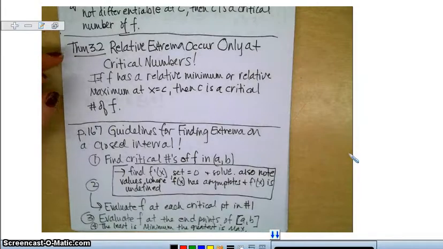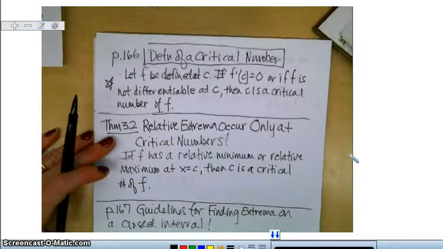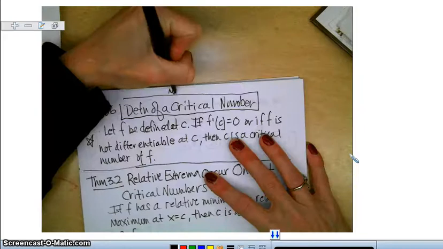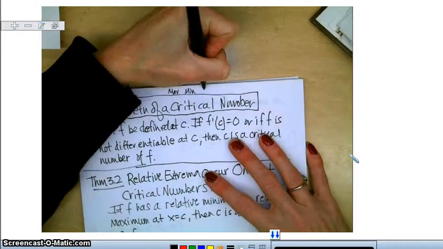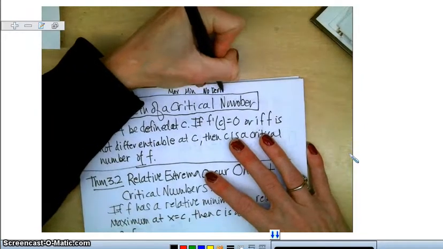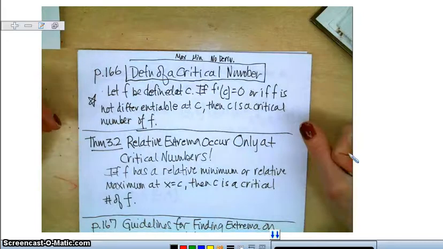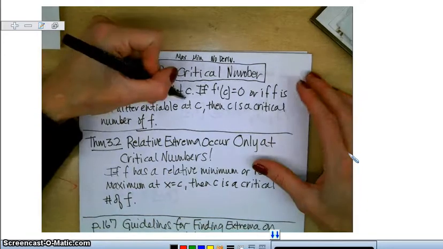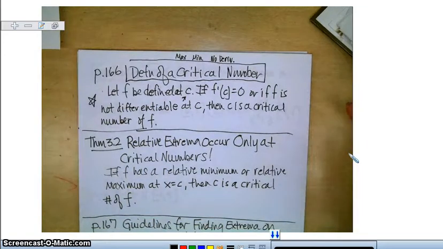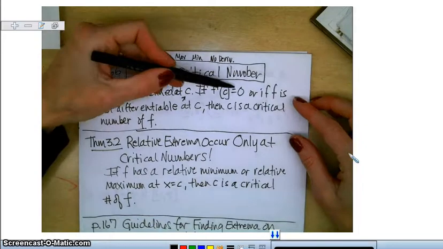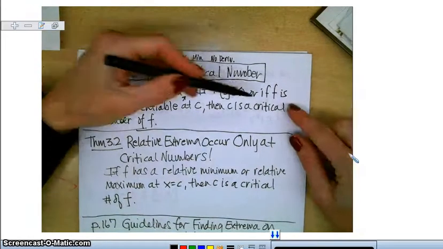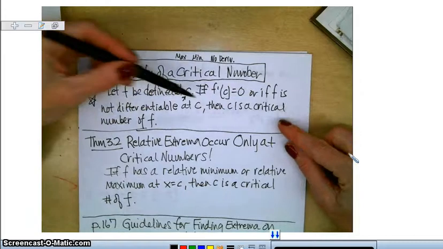All right, so now we've got definitions here, and these are all in your book. Definition of a critical number, this is very important. A critical number is a max, a min, a place where there's no derivative. That's a critical number. It's critical to the picture of the graph. Okay, so let f be defined at c. So c is the critical number. It has to be defined there. If f prime of c is 0, or if f is not differentiable at c, then c is a critical number of f.